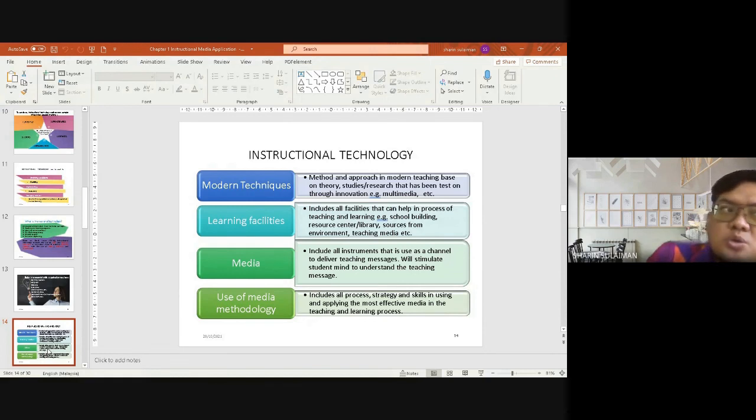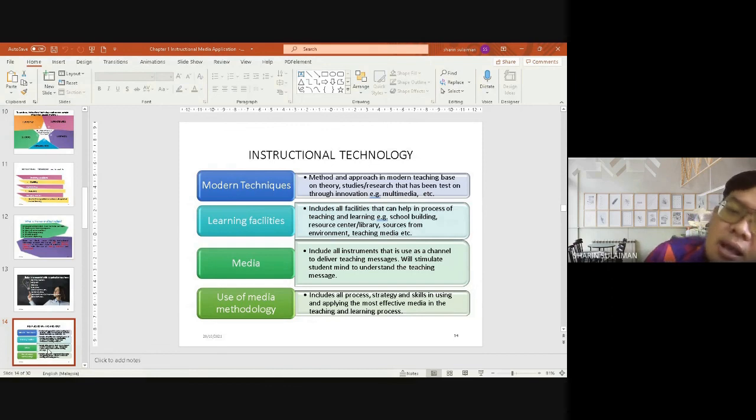So for example, if you were doing ODL, of course, what do you need? What kind of facilities? You need a connection to the internet. You need this and that. Alright?